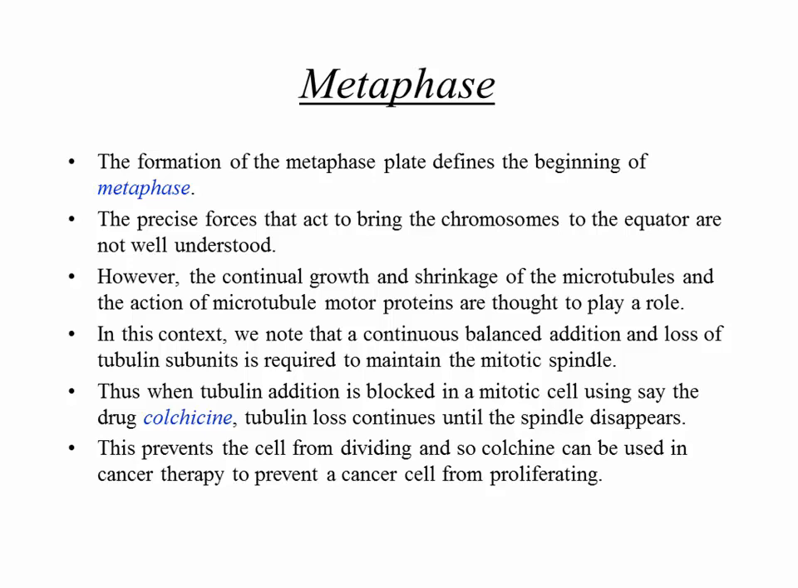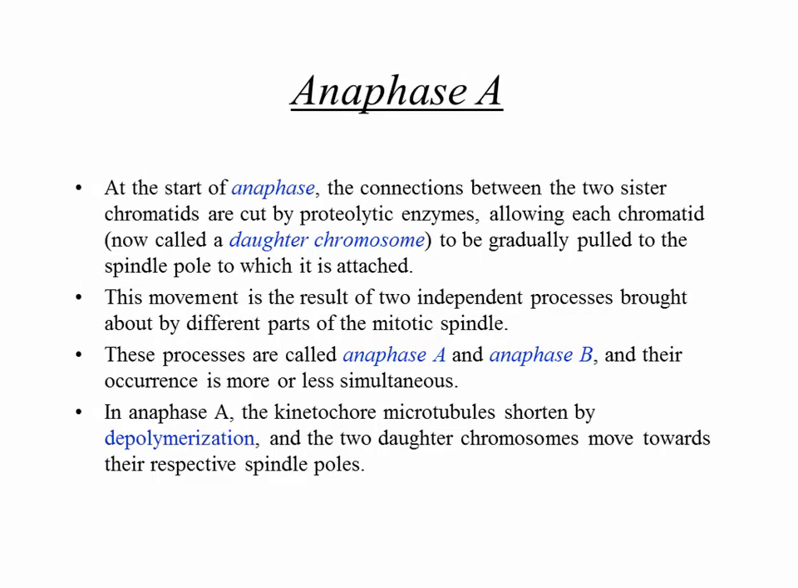Any questions? So we have covered prophase, prometaphase, and metaphase. The next phase is anaphase, where the two chromosomes are going to split apart and go in two directions. At the start of anaphase, the connections between the two sister chromatids are cut by proteolytic enzymes. Again, proteolytic enzymes are enzymes that disintegrate proteins. Remember, we talked about nucleases, proteases, and so on. So the connections are cut, allowing each chromatid, now called a daughter chromosome, to be gradually pulled to the spindle pole to which it is attached.